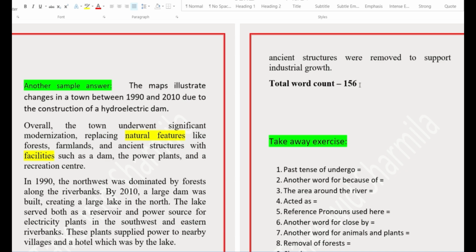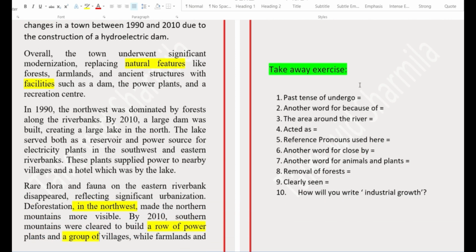Now, the most exciting part, let's check ourselves. This is the takeaway exercise. So question number 1. Quickly keep answering your questions here. It is the past tense of undergo. What is the word? The other word for, what is the word? Because of. What is the other word you will use for because of? The area around the river, what is it called? Acted as. Can be also called as what? Reference pronouns, we have used here something, or maybe in our earlier classes. So come on, tell me, what are they?